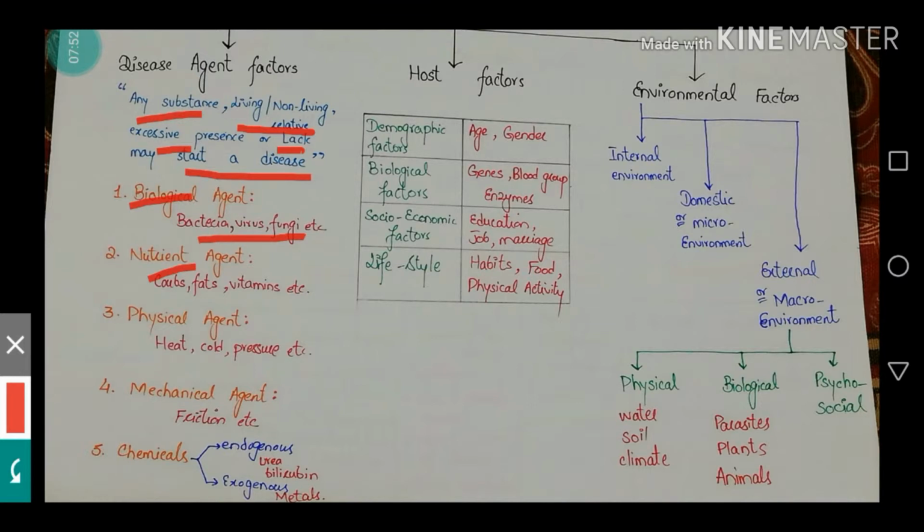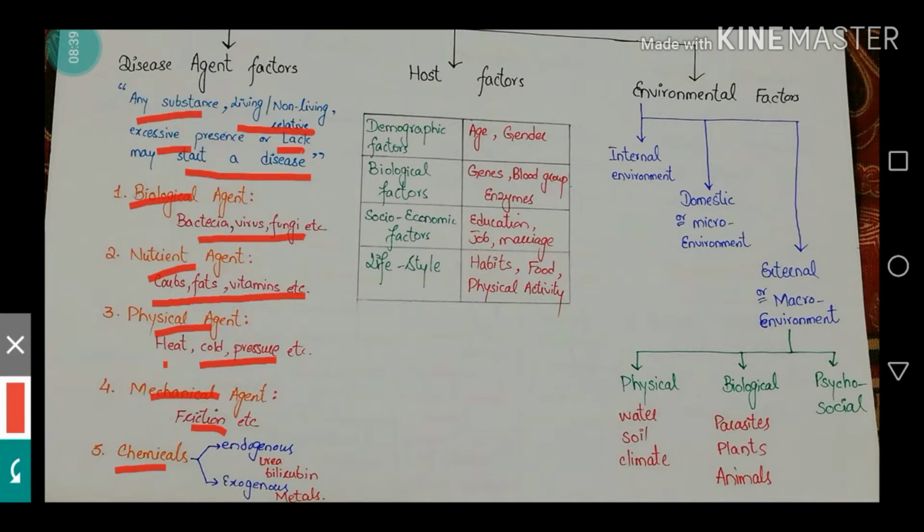Nutrient agents include carbohydrates, fats, proteins, vitamins, minerals. Their excess or deficiency, as we all know, are responsible for certain metabolic diseases. Then comes the physical factors. They include heat, cold, pressure, humidity, and various other factors. And we also are aware that these factors have a great impact on our life. Then comes mechanical agents, which include friction. For example, friction in terms of crushing force, shearing force can also cause damage. Then comes the chemicals. Endogenous chemicals include urea and bilirubin, and exogenous chemicals include metals.